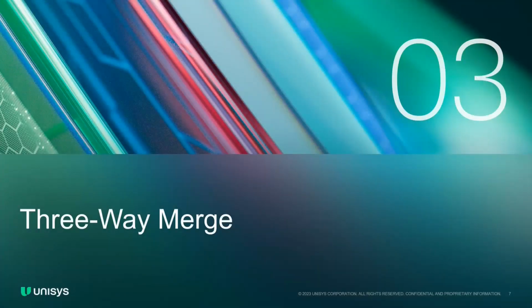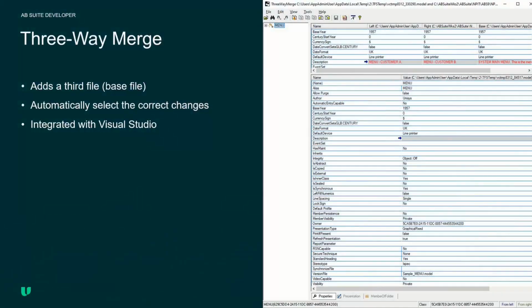Three-way merge. Three-way merge is less error-prone than a two-way merge, and oftentimes it doesn't need user intervention. AB Suite Merge utility supports three-way merge now. With three-way merge, the developer is able to handle complex, multi-layered changes. This is because the process involves comparing the changes made to the original version of the model file to the changes made by the two conflicting versions.